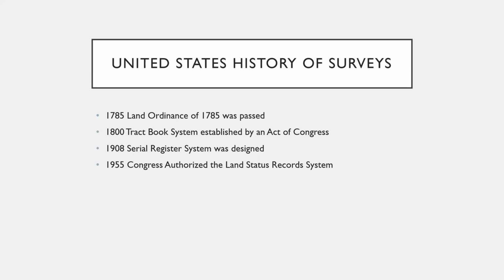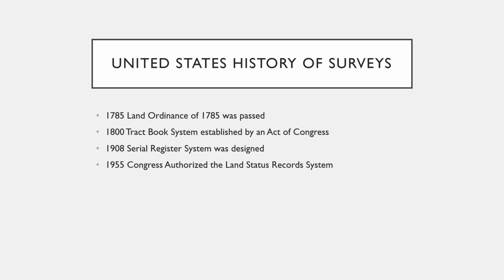By 1800, the tract book system was established by an act of Congress. This is designed to be a permanent reference for all land transactions for the survey of public lands. It's broken down by state, territory, meridian, township, range, section, and subdivision. After 108 years, a new system called the serial register system was designed. This was created to fill a need to document the history of each land case transaction that occurred on the public lands. By 1955, another change occurred as Congress authorized the land status record system.